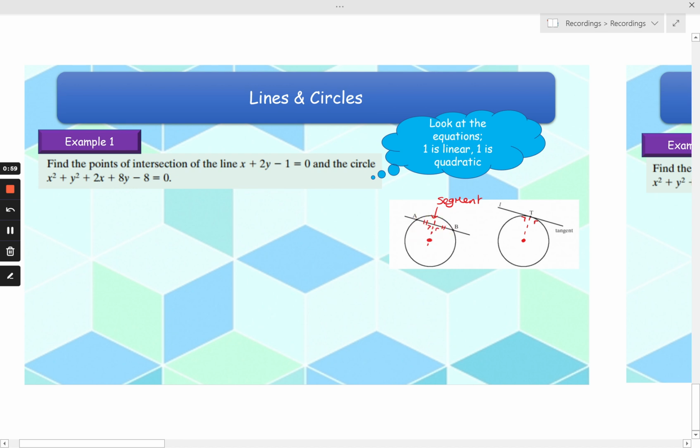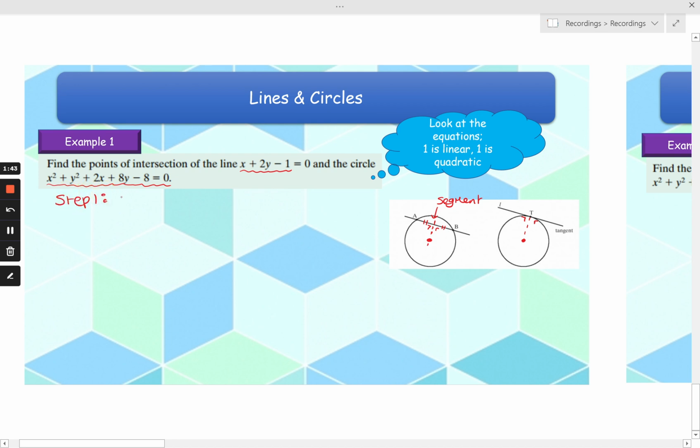But today what we're going to be focusing on is how to find the point of intersection between a line, whether it's a tangent or a chord, and a circle. Now you may notice, as it says in our bubble here, that in example 1 it says find the points of intersection of the line x plus 2y minus 1 equals 0 and the circle x squared plus y squared plus 2x plus 8y minus 8 equals 0. Well, one equation here is linear and one contains quadratic powers, which means we're actually going to follow the same steps we learned in algebra for solving simultaneous equations where one is linear and one is quadratic.